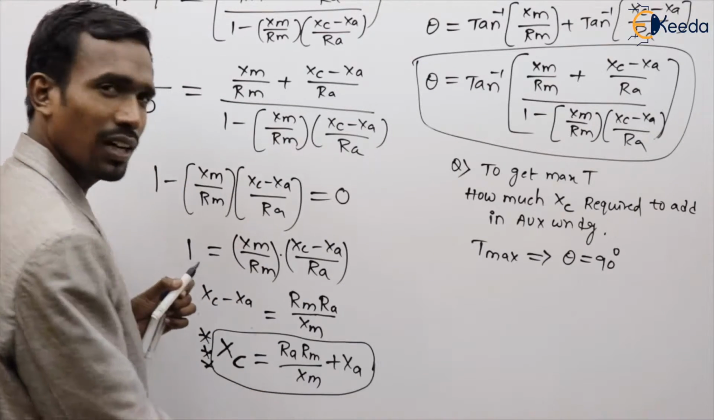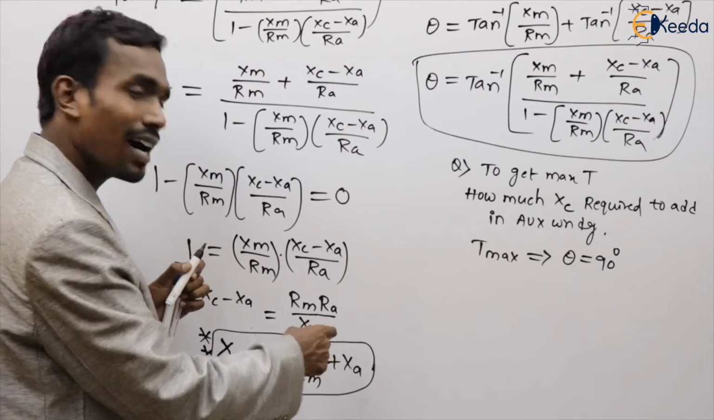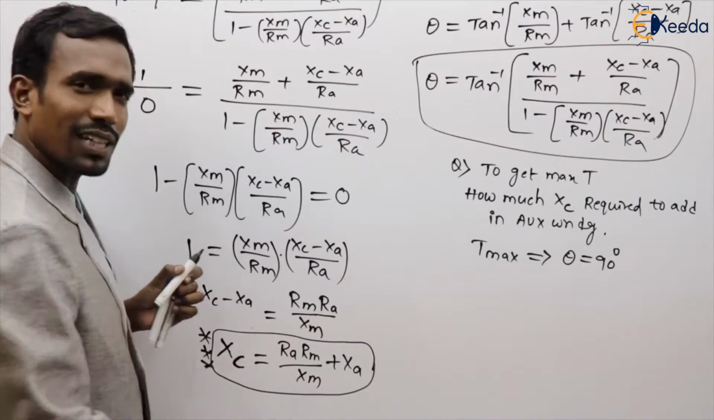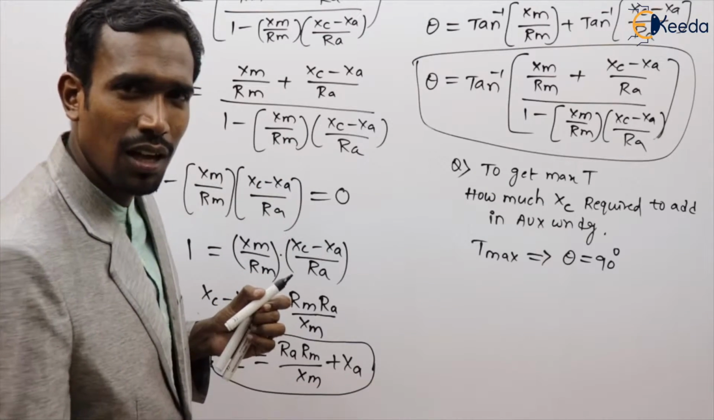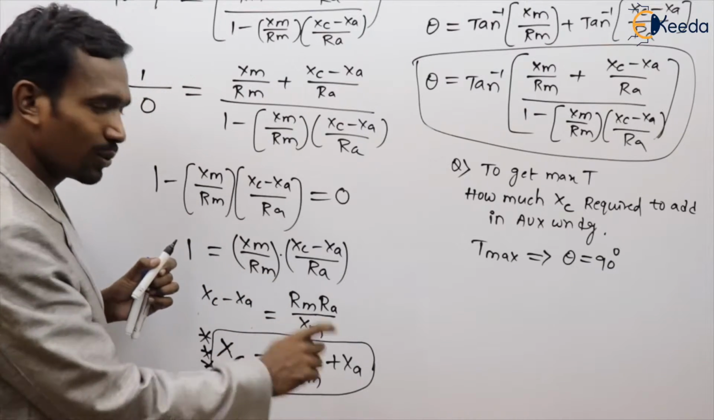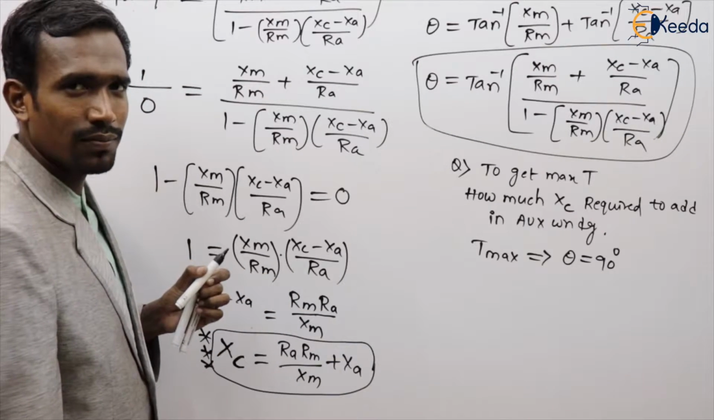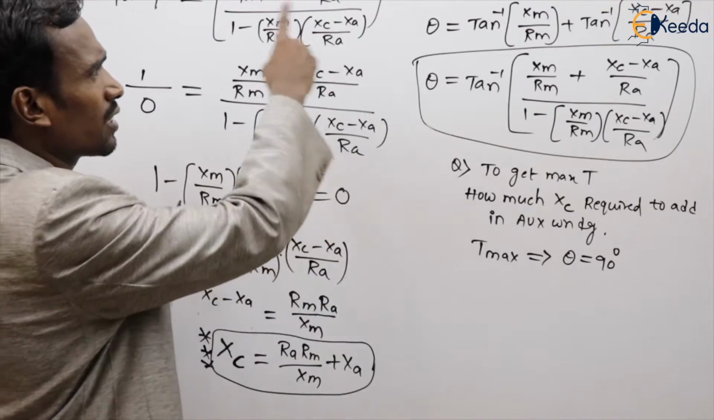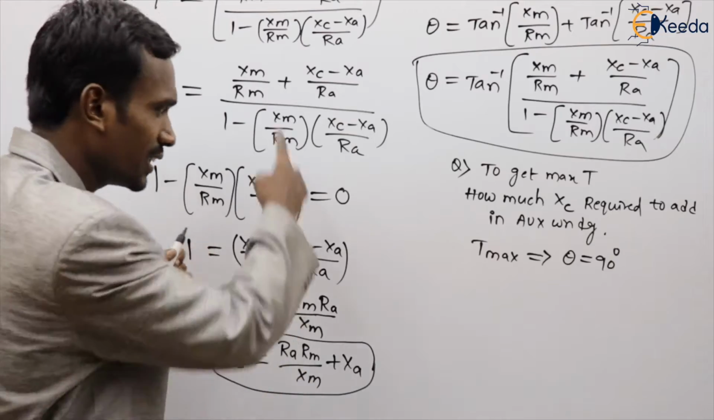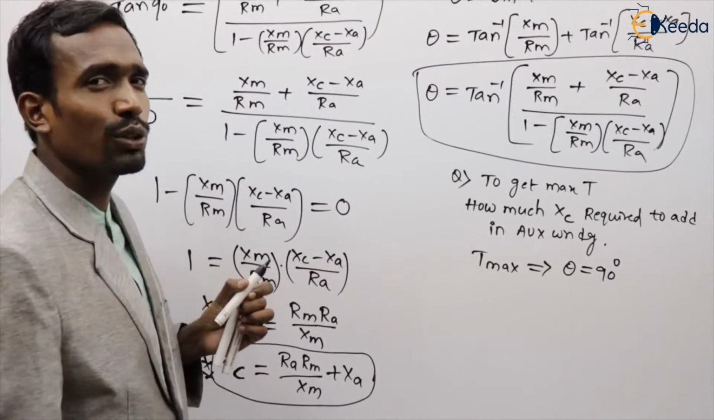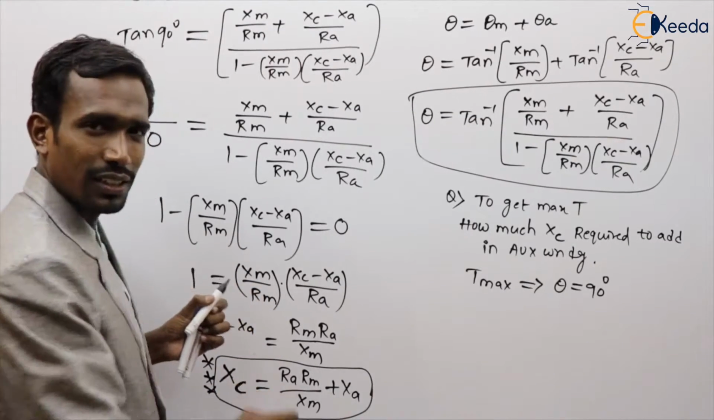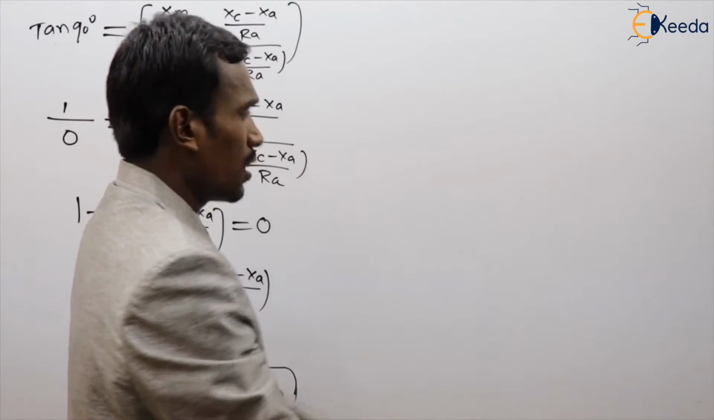Just remember this one. Xc is equal to Ra Rm by Xm plus Xa. That is the capacitor reactance to get the maximum torque, to get theta equal to 90 degrees. This is the value. So this is generally the equation problem. Let's see this one, and I will give you one question on this. Let's see how we can do it.